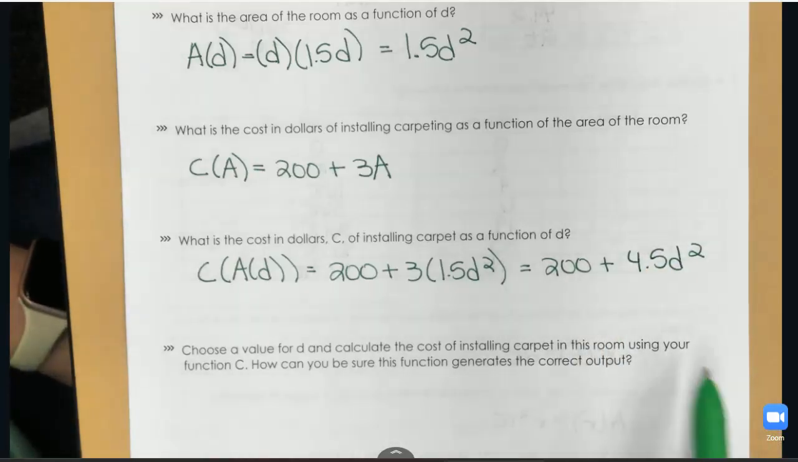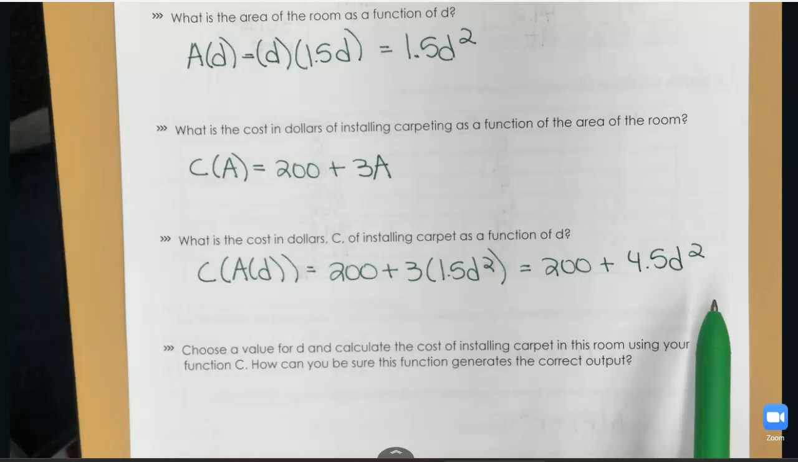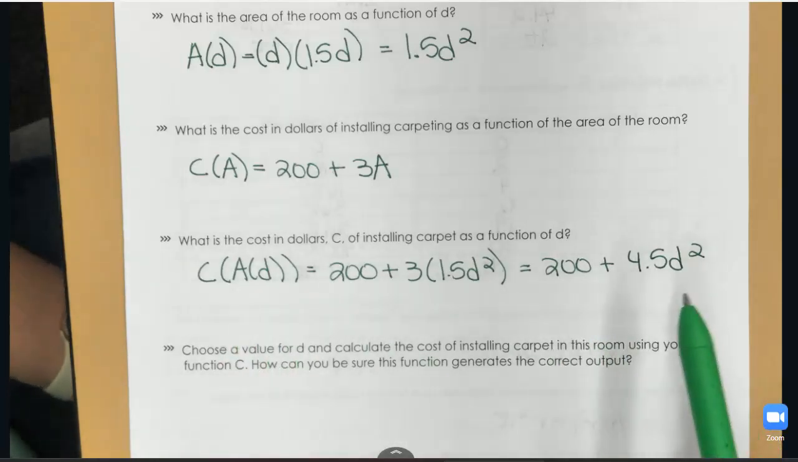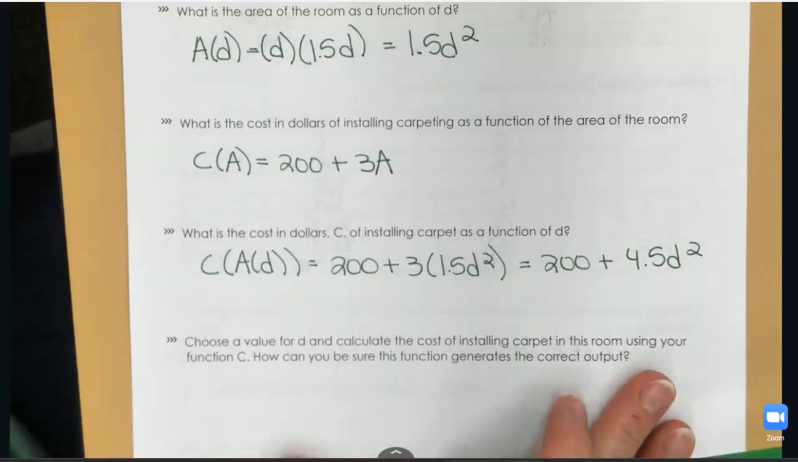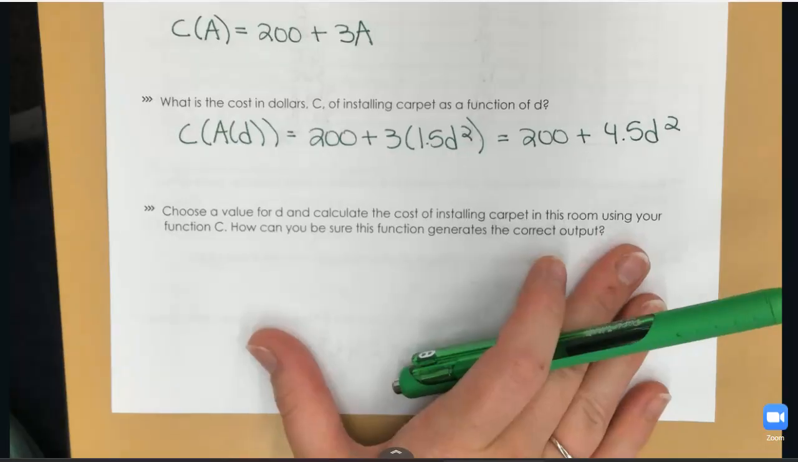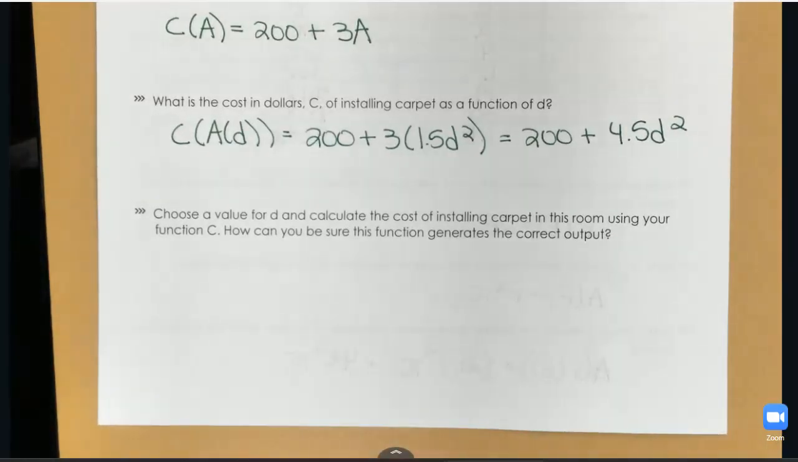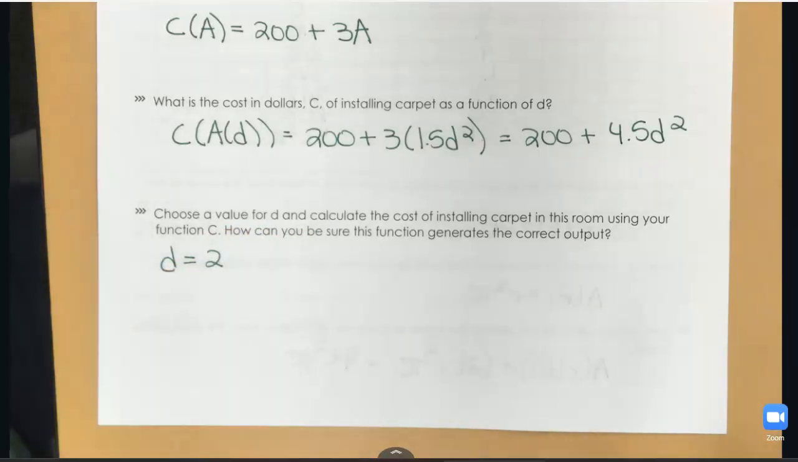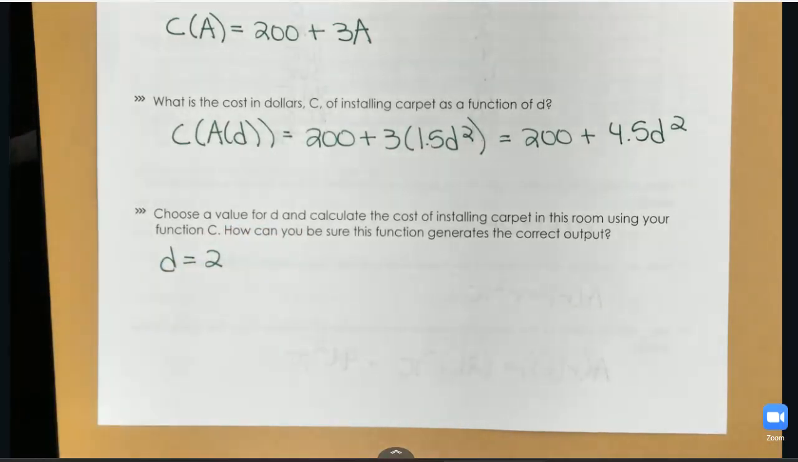So now, depending on whatever D is, I can calculate the cost of the room in one calculation with one equation. So let's choose a value for D and calculate the cost of installing carpet in the room using our function C. So let's think. I'm going to go with D equals 2. 2 yards is 6 feet. That seems pretty reasonable for a room.